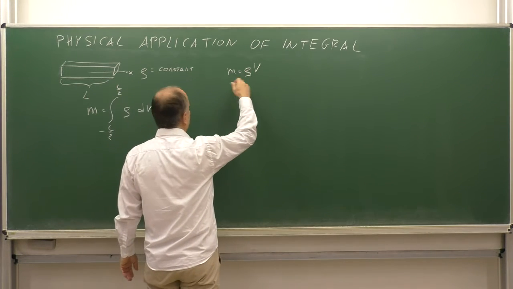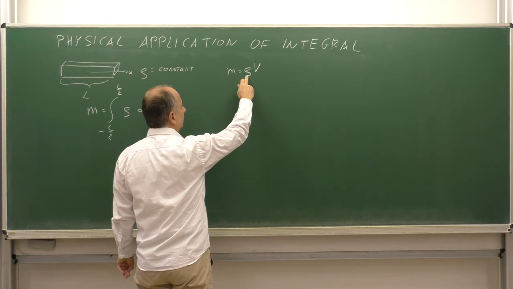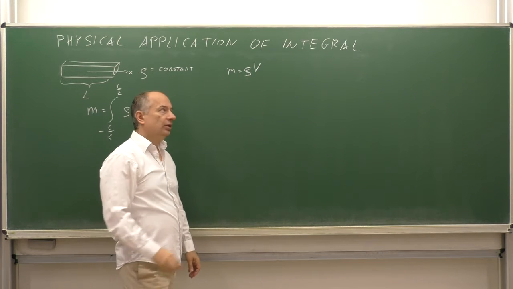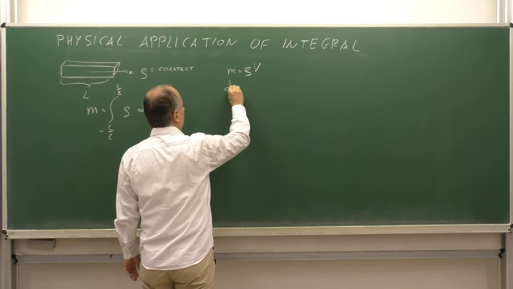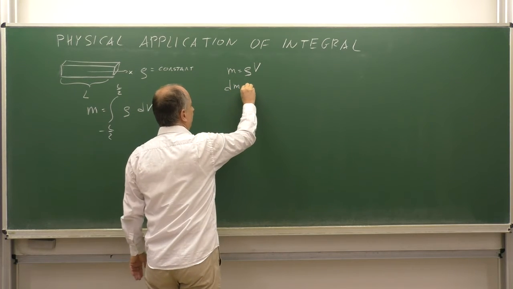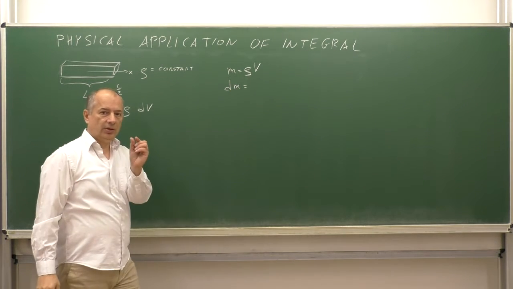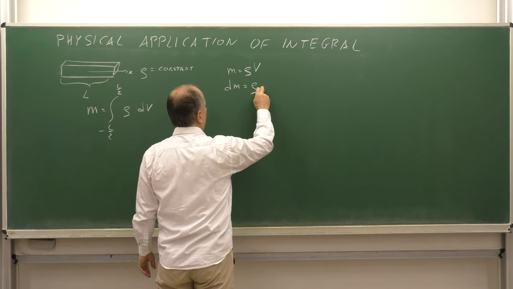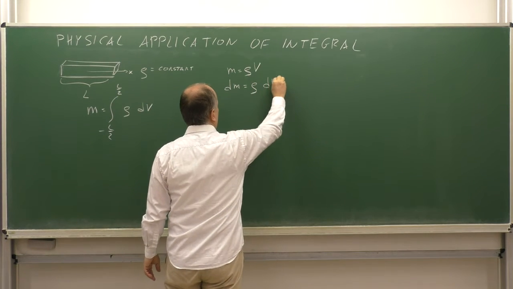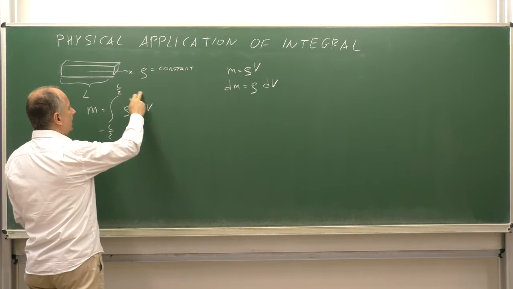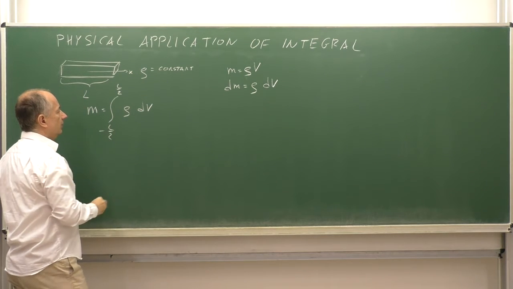And if we want to prepare some formula for non-constant rho, that means for non-homogeneous objects, then we cut the object into a large number of small pieces, and we find the mass of one single piece of the object being dm equal to rho dV, where dV is the element of the volume. And then we integrate this, and we have the total mass.